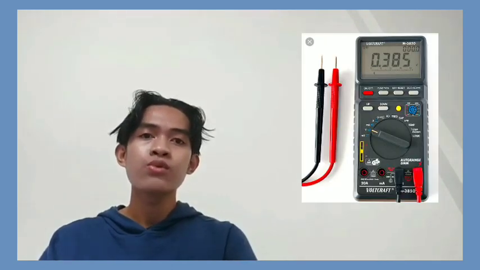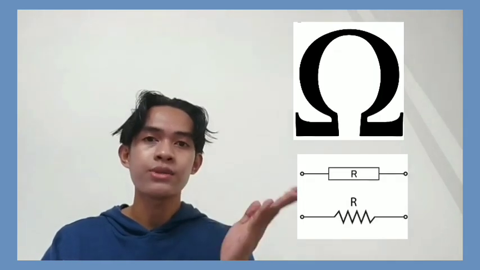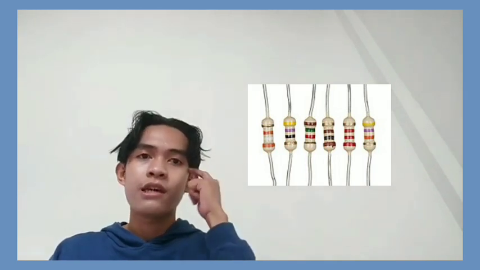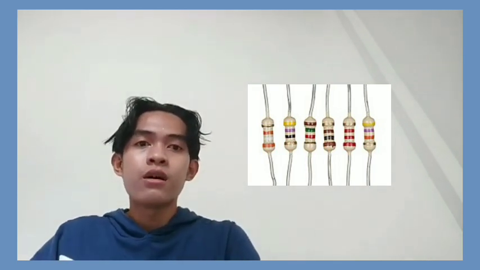The value of a resistor can be measured with an ohmmeter, which may be one function of a multimeter. Hence, the unit for resistance is ohms. If you think those colorful bands on your resistors are there just for show, think again. Those bands tell you the value of the resistor.